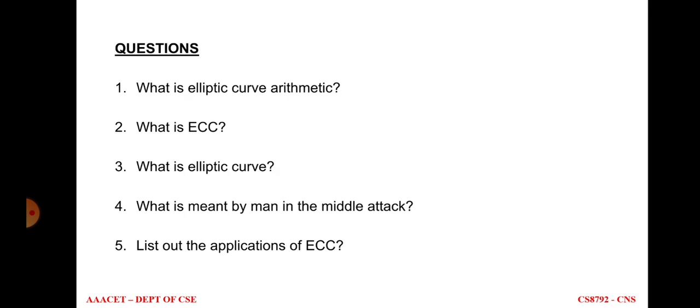So you all know what is elliptic curve arithmetic, what is elliptic curve cryptography, and what is an elliptic curve. You have to write the definition and the example diagram for the ECC elliptic curve. And what is meant by man in the middle attack? It occurs in the Diffie-Hellman key exchange. And the last one is applications of ECC. It is used in web transactions and digital signatures, cellular phones, and smart cards.